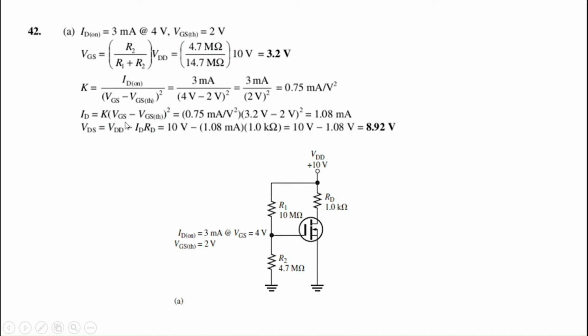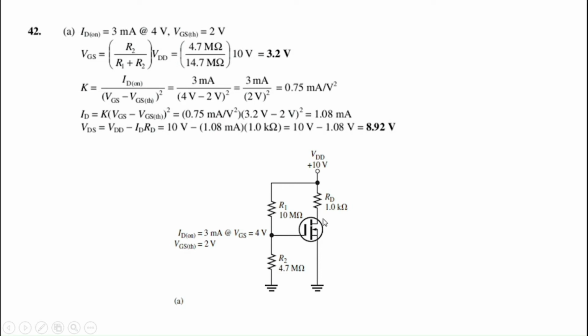And substituting the VGS at which we want our ID, which is 3.2 volts. So we substitute 3.2 volts, and our threshold gate source voltage is already given, that is 2 volts. So we can also substitute that and calculate our ID. So our ID for a gate source voltage of 3.2 volts is equal to 1.08 milliamps. So that's our ID.